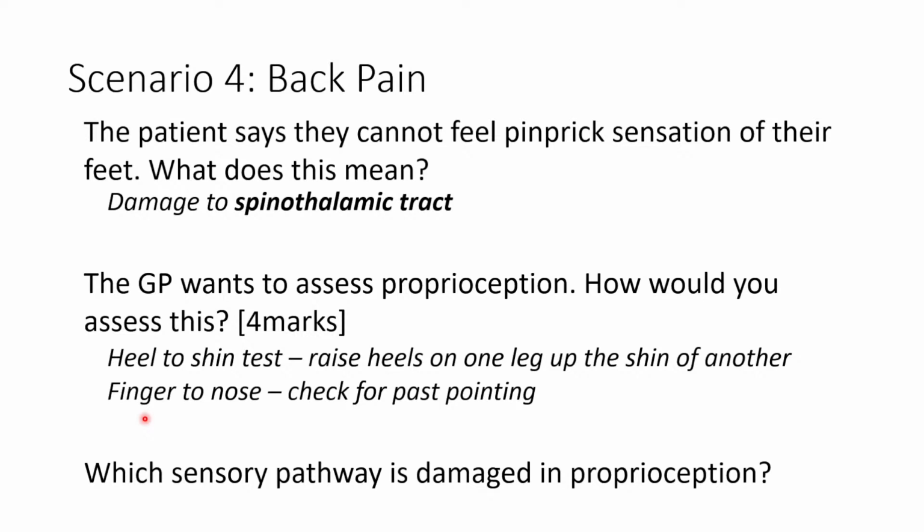And then you see what you check for. You check for past pointing. And past pointing or hesitancy is the inability to touch the finger, or doing it very slowly. And then finally, which sensory pathway is damaged in proprioception? Now, this should be an easy answer. This is just 1 mark. But from all that we've learned, it's going to be the dorsal column medial lemniscus pathway, or the dorsal column pathway. And that's just the one, because that's responsible for proprioception, fine touch, and vibration.